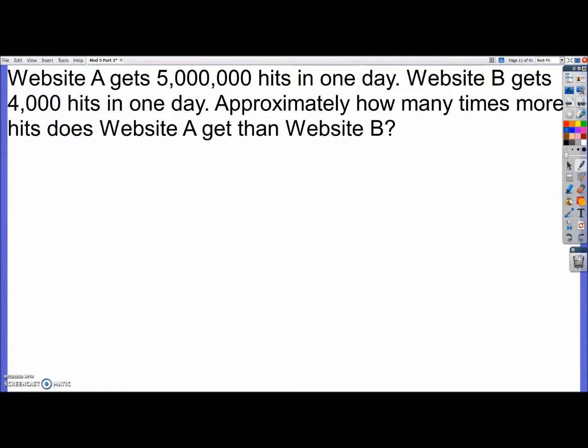Now, whenever you're comparing something, I want us to think back to 7th grade math. Whenever we're comparing something, we can create a ratio. So basically what I'm doing is comparing website A with website B, and we're going to create a ratio between these two. The first one gets 5 million clicks, while the second one gets 4,000 clicks.